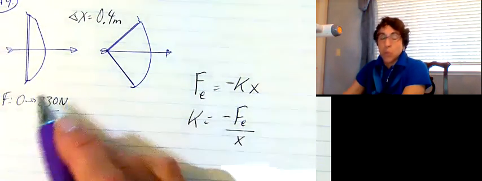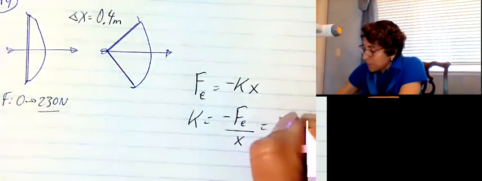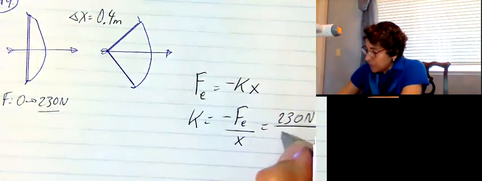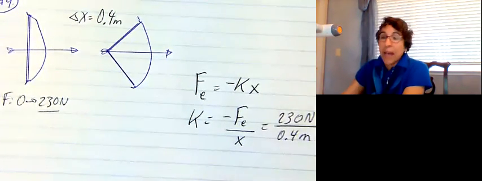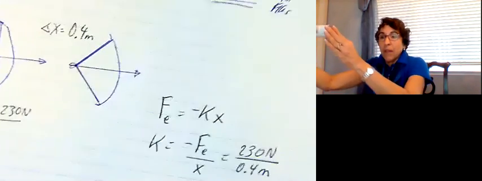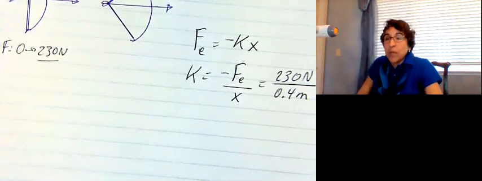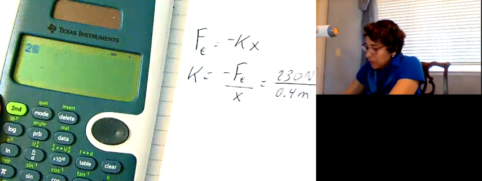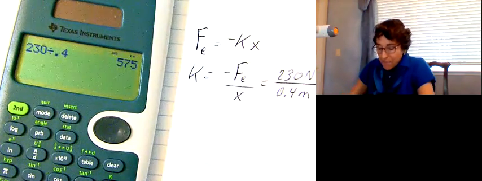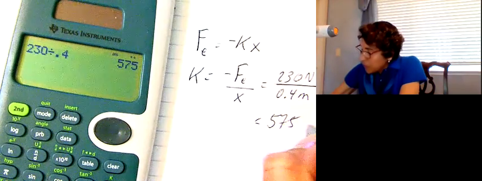So we're just going to take the 230, because you're pulling it back. You could say that was 230 newtons. Either way, we want the magnitude, 230 newtons, and we get the distance, the displacement. And good, I know that I'm doing it right because I get the units of newtons per meter. All right, so here we go. 230 divided by 0.4. And we get 575 newtons per meter.